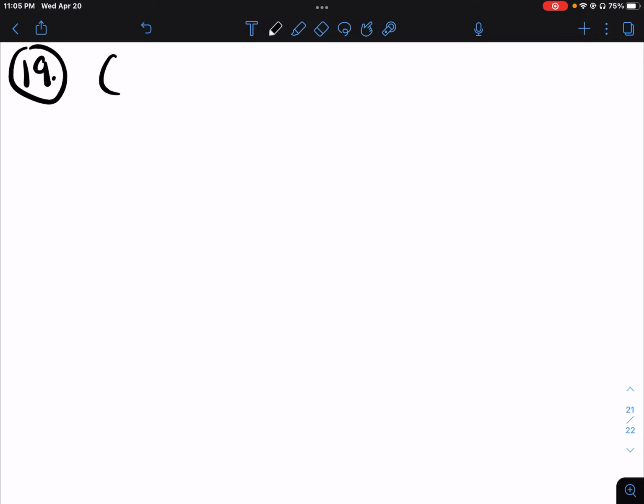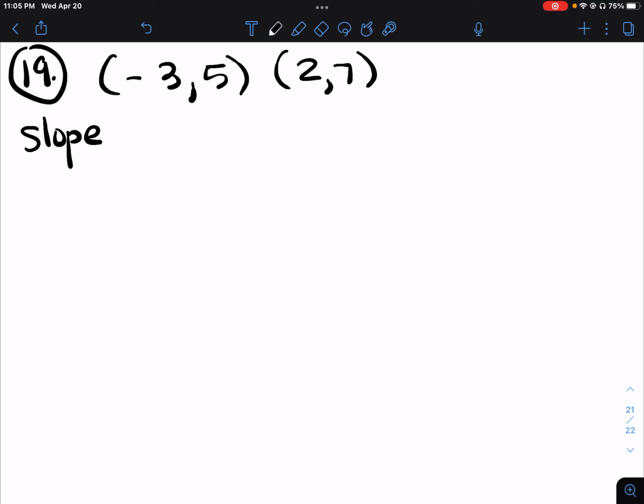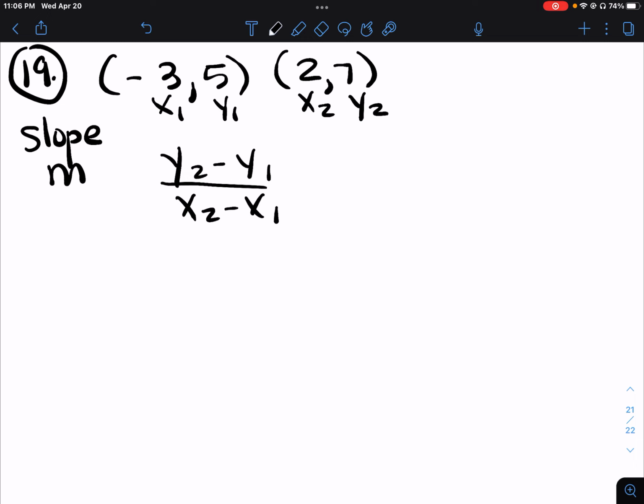Write the equation of a line through these 2 points. First, we need the slope. x1, y1, x2, y2. You'll need to know your formula: y2 minus y1 over x2 minus x1. That minus a negative turns into plus.